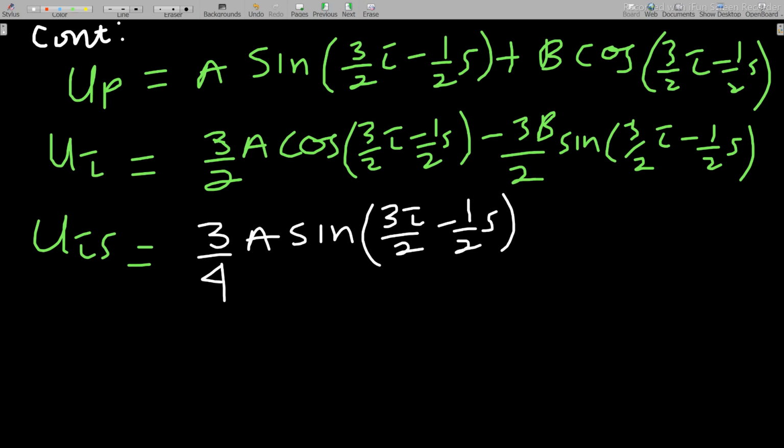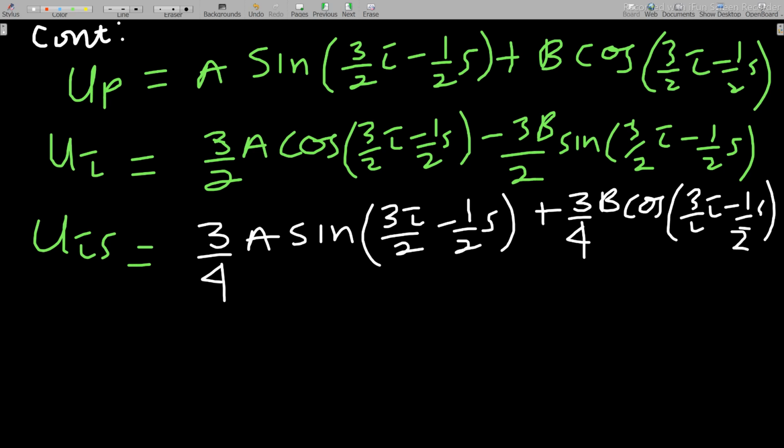Then with this part, if I differentiate the bracket, I'll get negative 1 over 2, but if I differentiate sine, I'll get cos. So I'll have minus 3b over 2 times negative, so it becomes plus 3 over 4 as well, or 3b over 4, then cos 3 over 2 tau minus 1 over 2s. Okay, this is what we have for it. So we come back and put it in our equation.